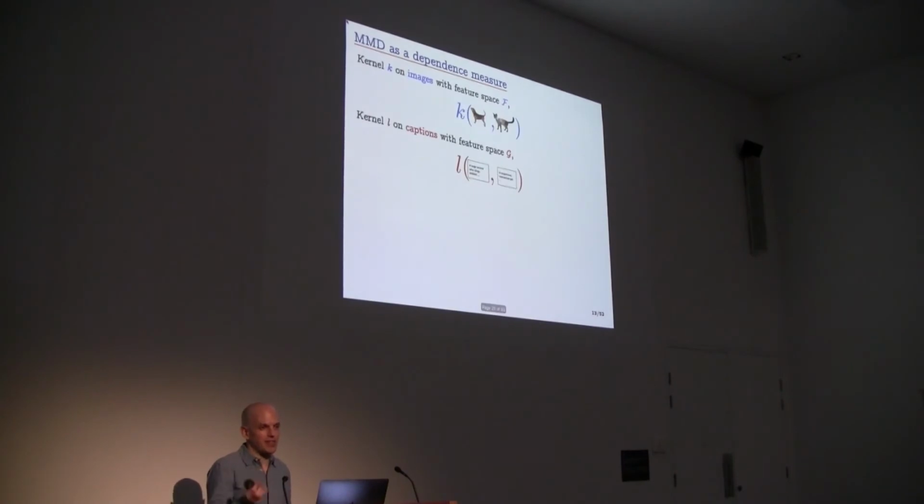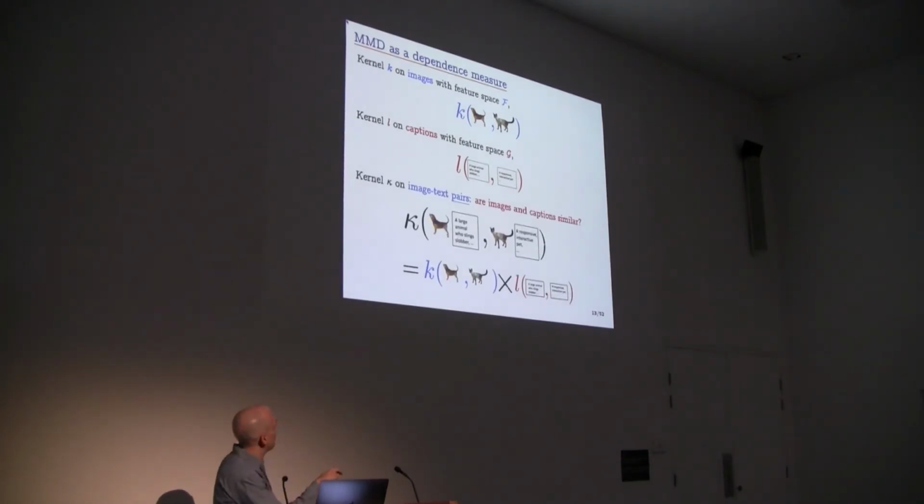So I'm going to construct one possible candidate answer for that. Let's say I have a kernel on my images, in this case here, and I have a kernel on captions. And my goal is to find a kernel between an image-caption pair, because I'm computing my MMDs on distributions over image-caption pairs. So the kernel between this image and its caption and this image and its caption, I could define as the product of the kernels. A crude way to think about this is a sort of AND. If the images are similar and the captions are similar, then the overall similarity is large.